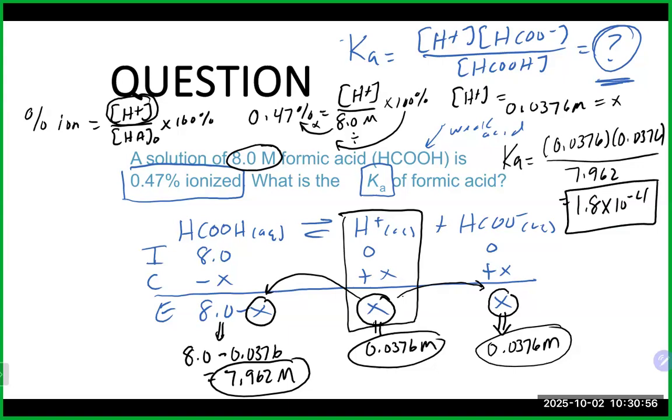So again, by having that extra piece of information about percent ionization, it allows us to figure out the H plus concentration at equilibrium, which in this case is very beneficial as that equals the X value in our ICE table, allowing us to get to our Ka.